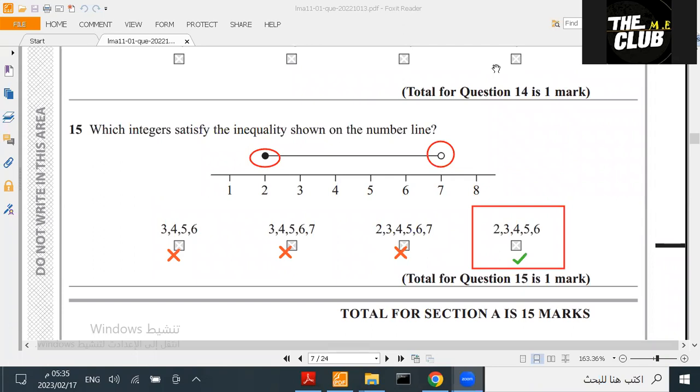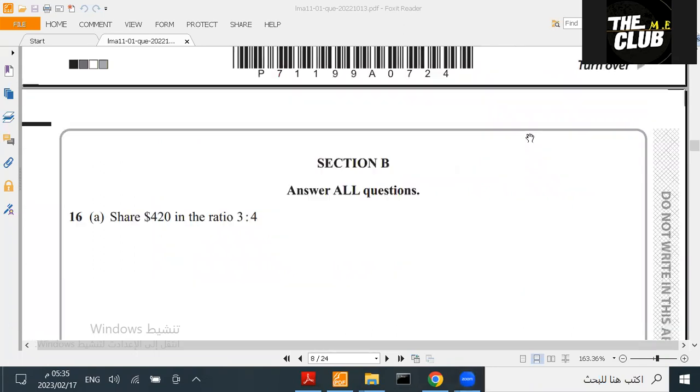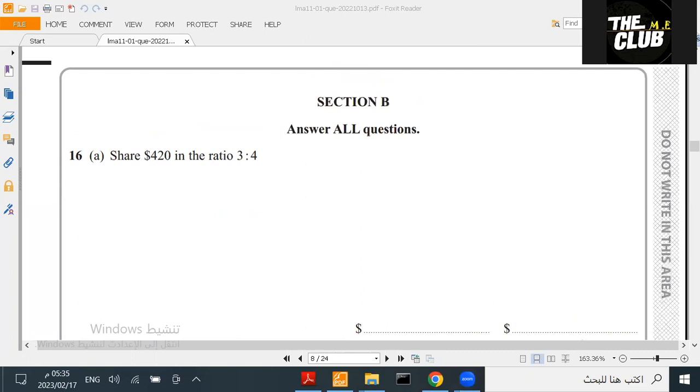Question 16 in section B. We're going to start with section B now. Share $420 in the ratio of 3 to 4. First thing, we add the ratios together. So 3 plus 4 equals what? 3 plus 4 equals 7. That means the sum of the ratios is 7.